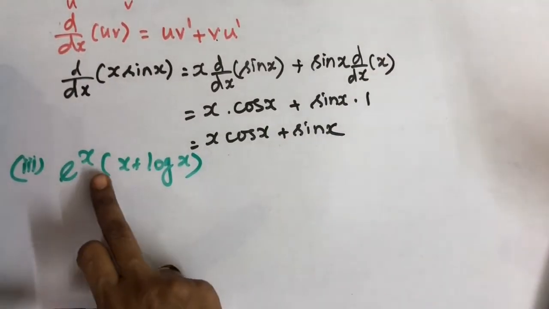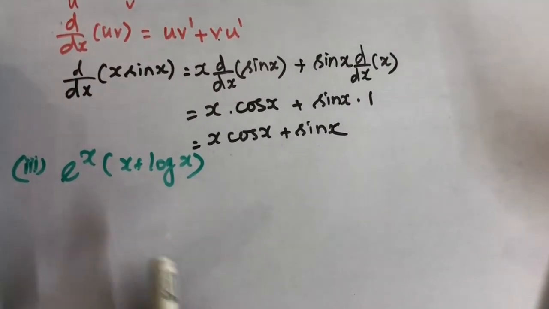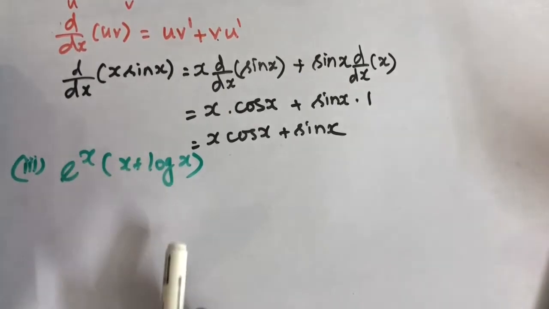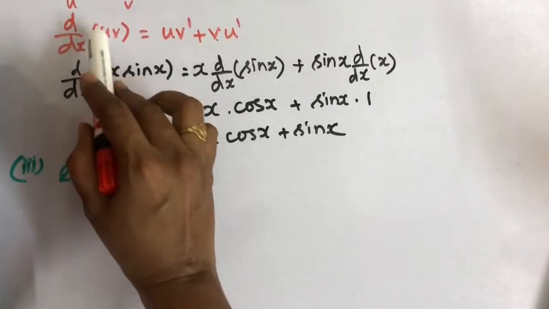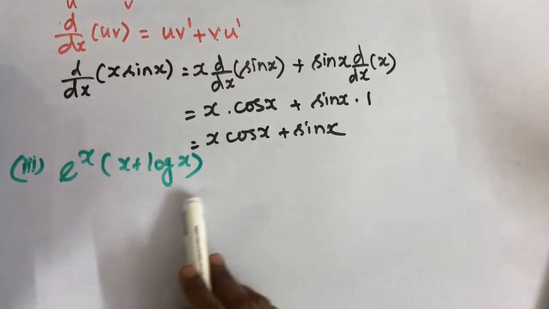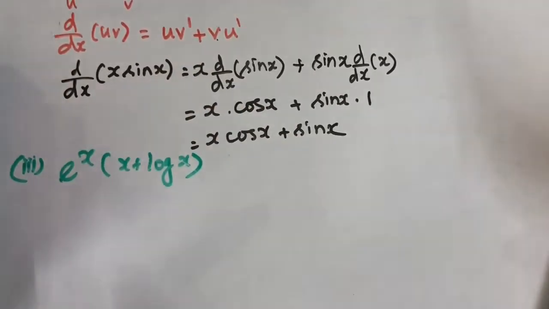Third one, e power x into x log x. Here also it is the product of two functions. e power x is one function, that is our u, and x plus log x is another function, that is our v.